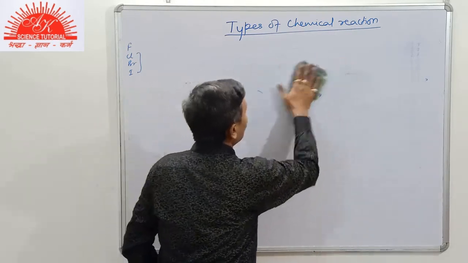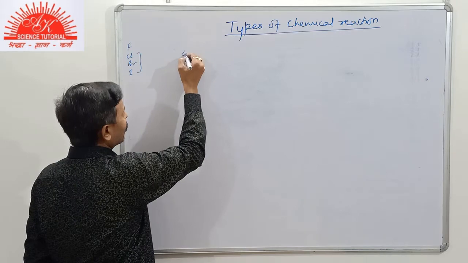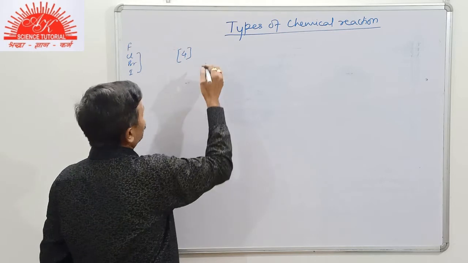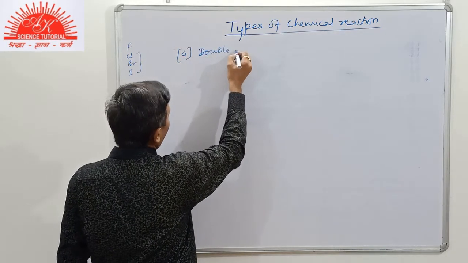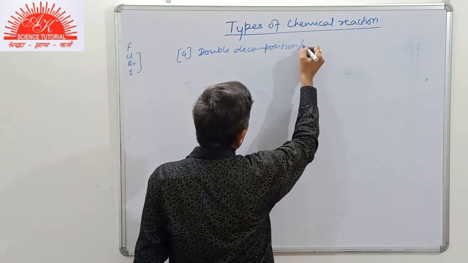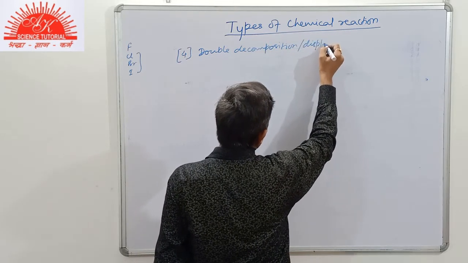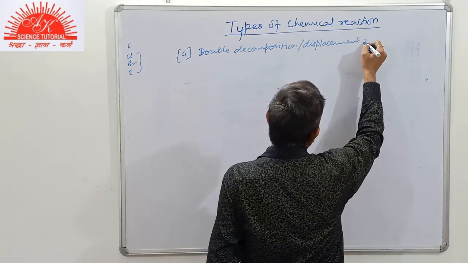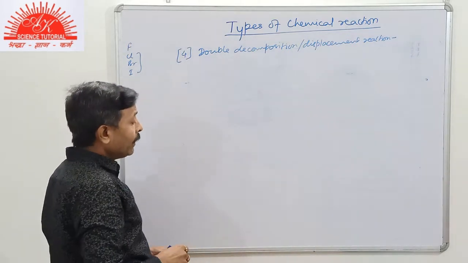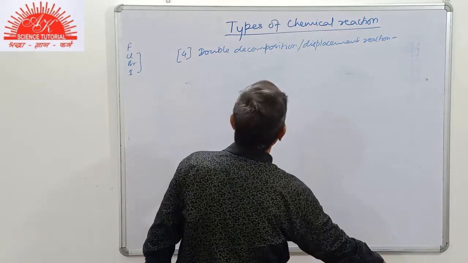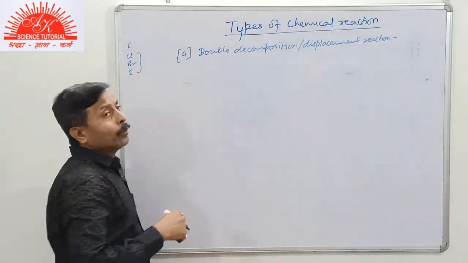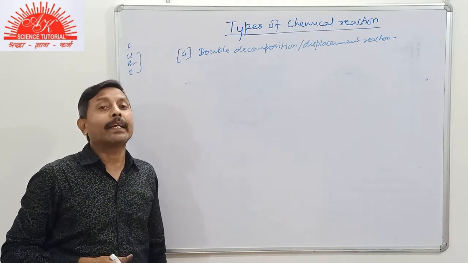Now, the next type of reaction is double decomposition, or double displacement reaction. Now here, students, we see in this reaction that two substances decompose and exchange their ions.